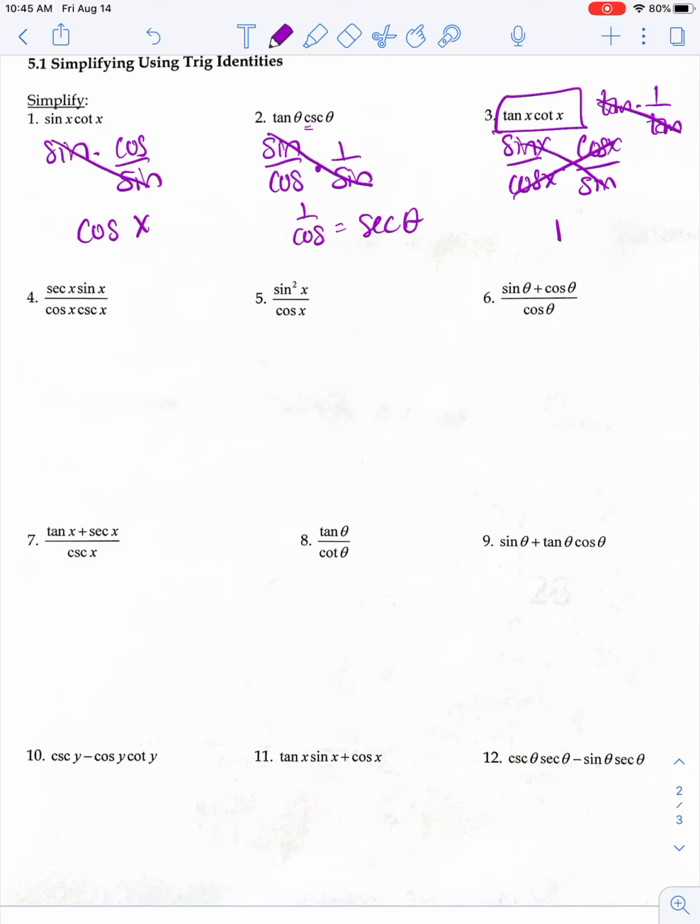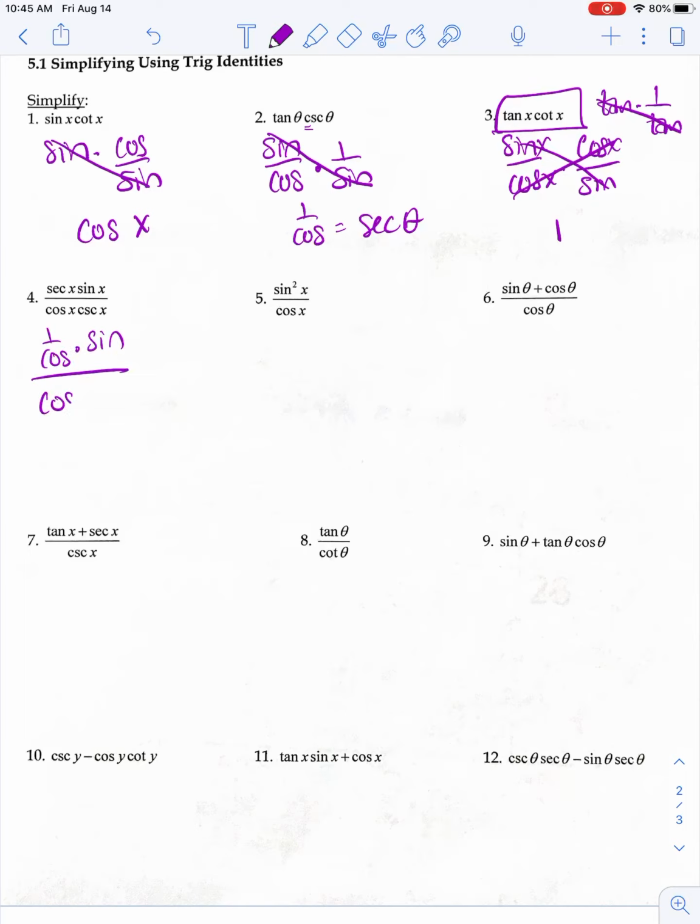And I talk about getting tunnel vision all the time, and that was a prime example of me getting tunnel vision. I was so focused on using the trig identities, I didn't step back and say, oh, well, duh, tangent times cotangent, they're reciprocal, so it's going to be a 1. So we'll say that I made that mistake on purpose.